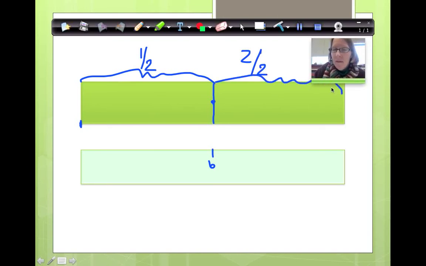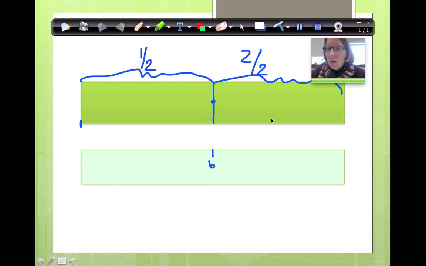Okay? Now, with your ruler, mark. Oh, wait a minute. I have one more question before I have you mark anything. How do you know if this half is equal to this half? How do you know if these two parts of my whole are equal? How do you know? Well, what could you do to test it?